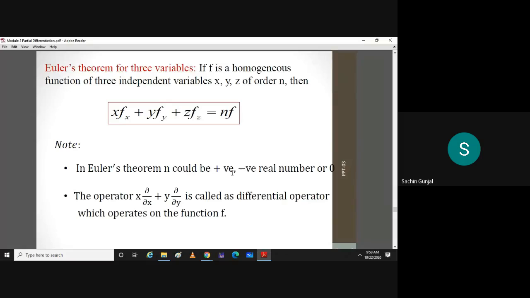And the operator x ∂/∂x plus y ∂/∂y is called a differential operator, which operates on the function f, or whatever name you are taking for that function. In the earlier case it was z, and here we are denoting the function by f. So this is a differential operator, actually a partial differential operator.